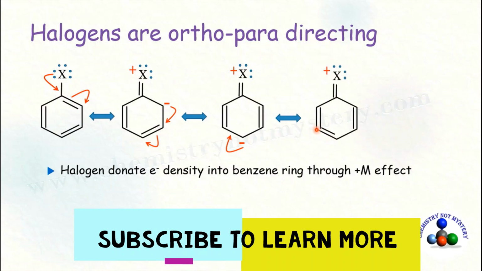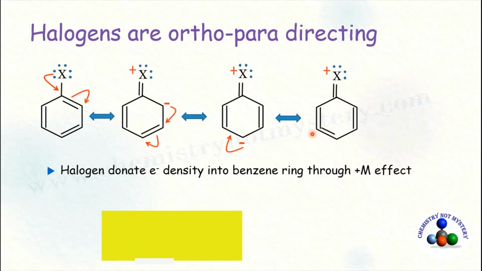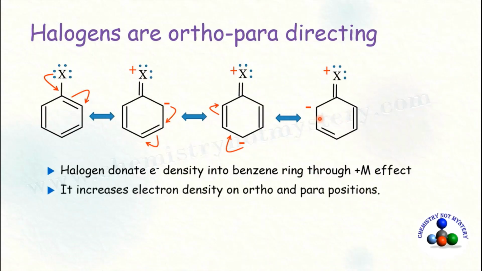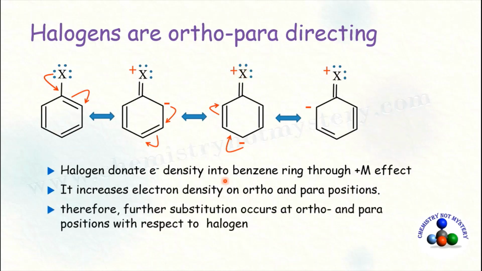Now again, this carbon becomes pentavalent. To maintain its tetravalency, this double bond is shifted to another carbon, and as a result of it, negative charge is developed over this carbon. When you closely observe these resonating structure, you will find out negative charge is developed over ortho and para position with respect to halogen. That means electron density on ortho and para position increases due to presence of halogen. Therefore, further substitution occur at ortho and para positions. That's why halogens are called as ortho-para directing groups.